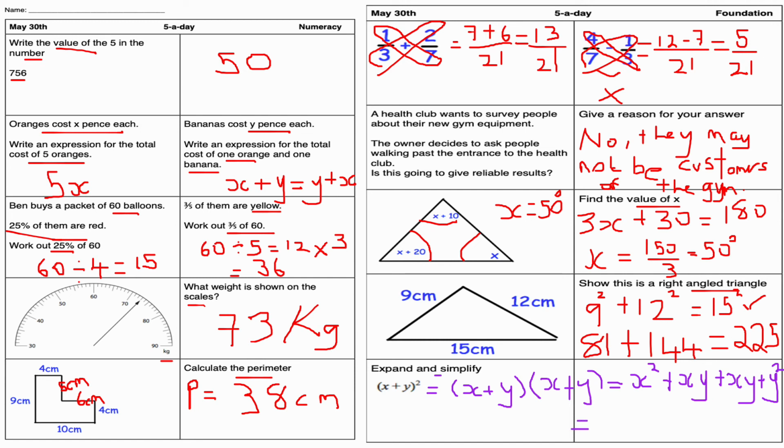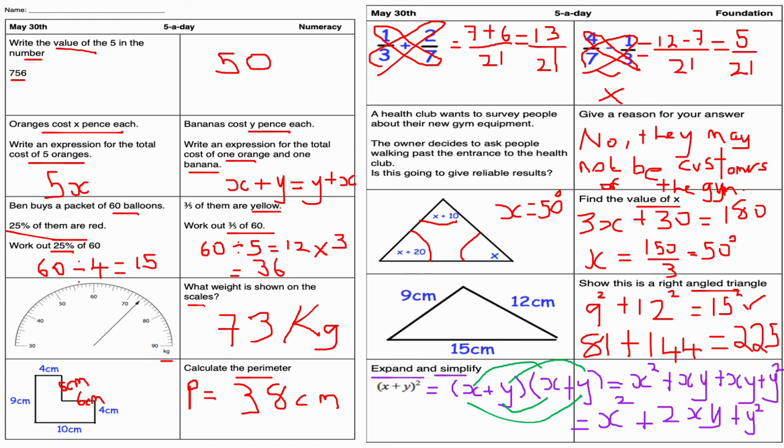Simplifying this, remember that we have to simplify and expand, so now we've expanded it, collecting like terms, xy plus xy is 2 lots of xy, so we get x squared plus 2xy plus y squared. And that's my answer for that double bracket expansion. So that's how I expand brackets. I do x times x, x times y, y times x, and then y times y.